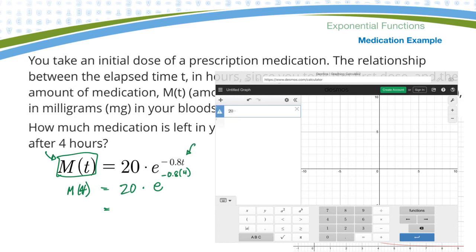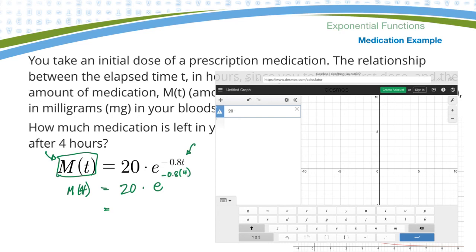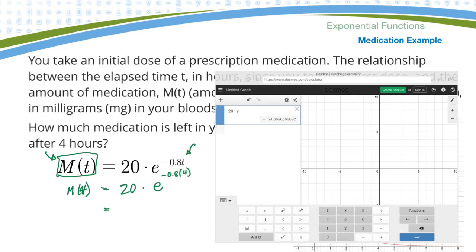times e, you get that from the number thing, so e with the letter thing, that's that A, B button, to the, and then you have to put this in brackets. So negative 0.8 times 4, and your bracket. So right down there, it shows you how much. So 0.815. The amount of medication you have after 4 hours is 0.815 milligrams. Okay, that's a good example.